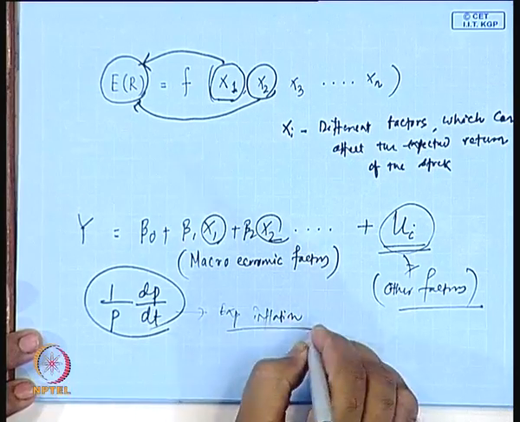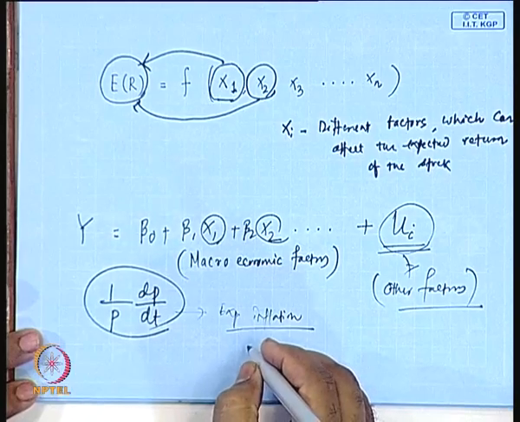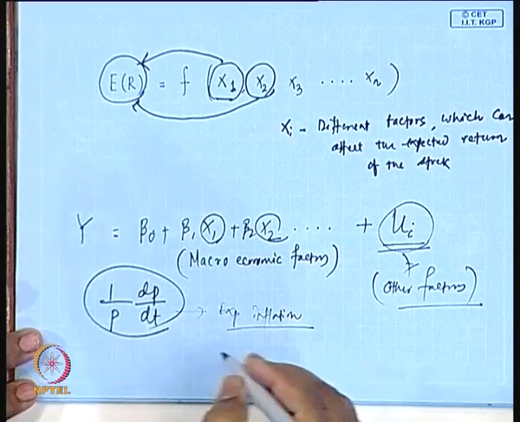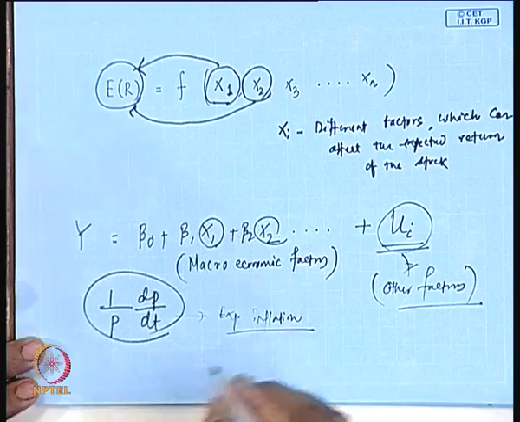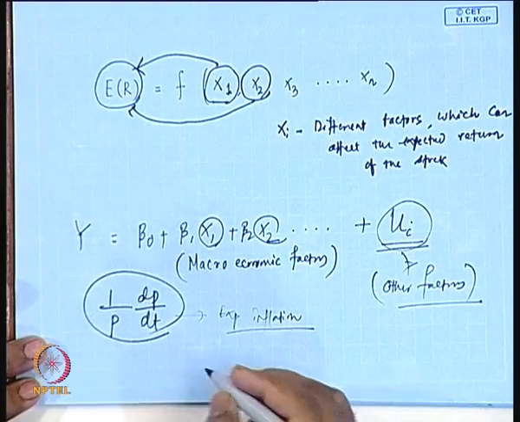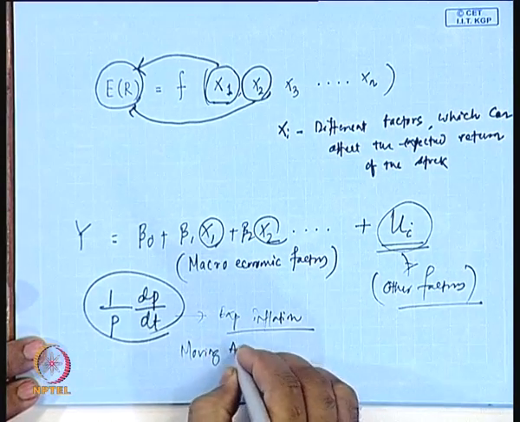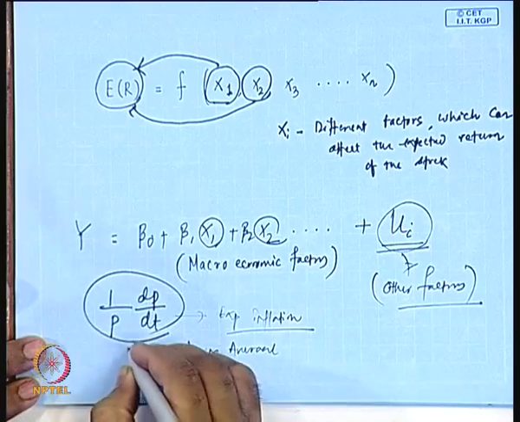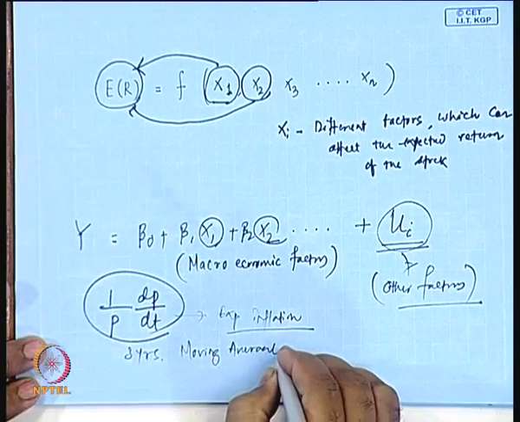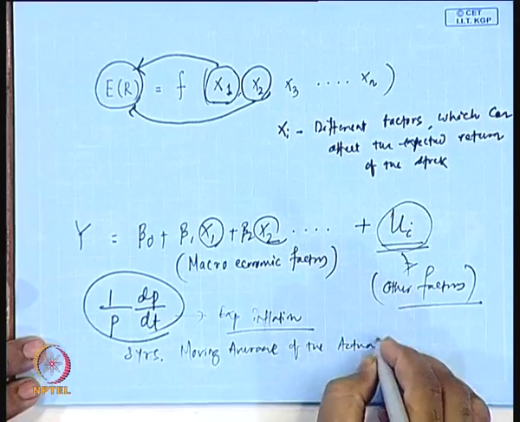But in general, how can the expected inflation be measured? One of the better proxies to use for expected inflation is the moving average. Maybe you can use a 3 years moving average of the actual inflation.